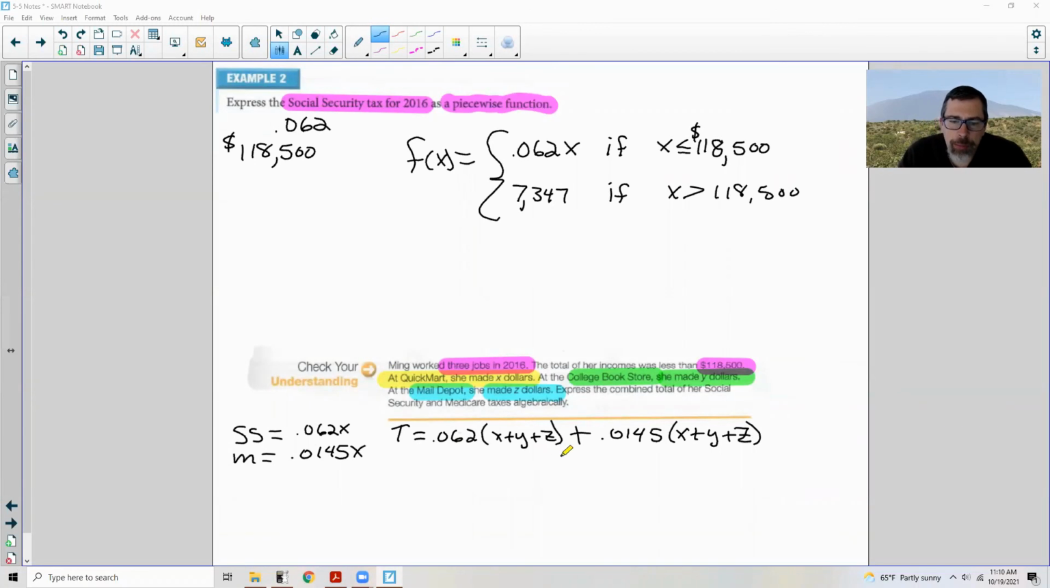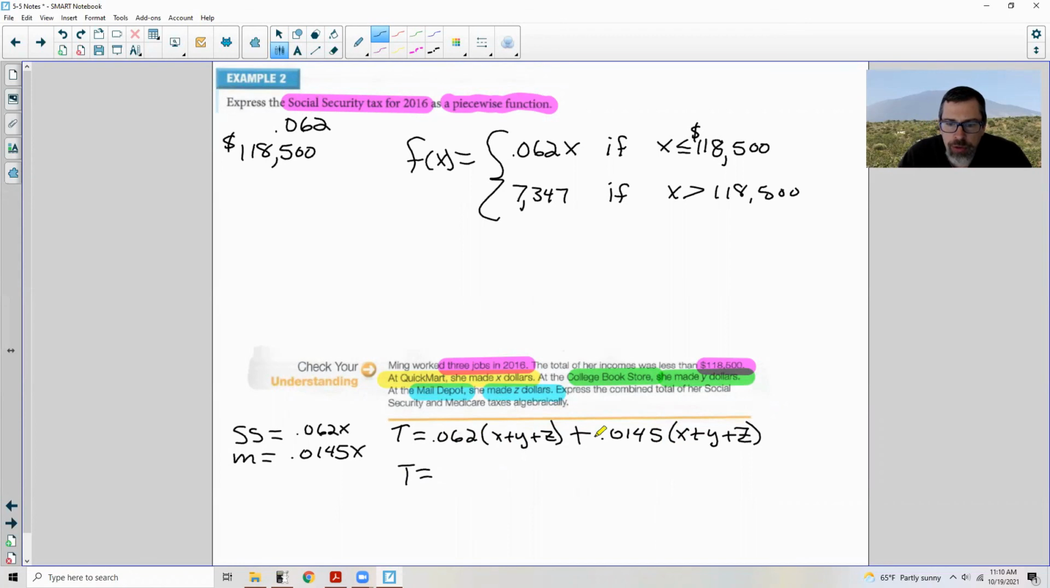Okay, so if I wanted to simplify this though, this is two terms with this plus sign in between, and we're taking 0.062 of a sum, and we're taking 0.0145 of the same sum. So really what I could do is combine. I could add these two and do the distributive property.